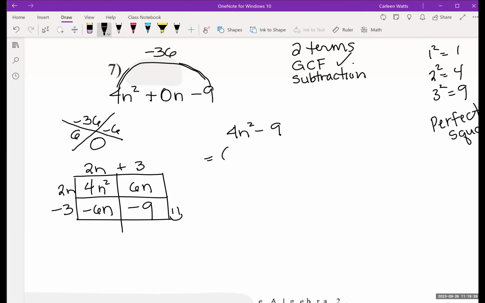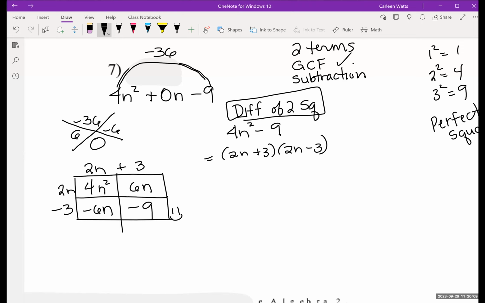And I did rainbow diamond box, and I got 2n. I'm going to switch the order: +3 and 2n minus 3. Now, this is called difference, right? Difference means like sum is add, difference is subtract, of 2 squares. Does everybody see where the name comes from? Difference of 2 squares. Okay, now of all of them, you're going to get super quick at this.